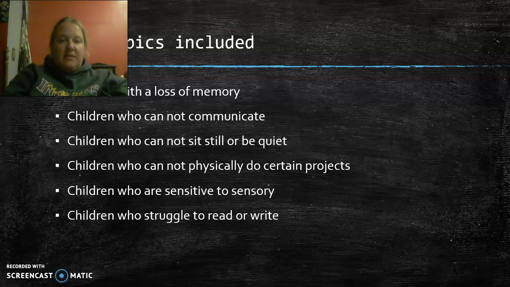Children who can't sit still or be quiet, generally ADHD children, and sometimes even kids who are autistic and have some sensory things. Children who cannot physically do certain things in the classroom, whether it be because they are in a wheelchair or because they could be missing a limb, or any number of things. There are lots of reasons why a child can struggle physically.